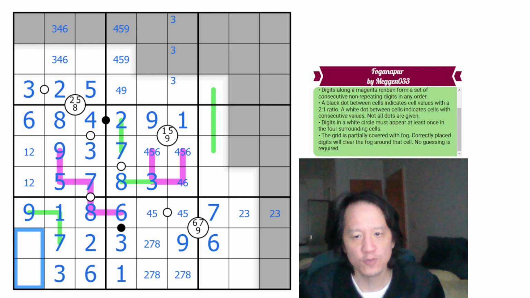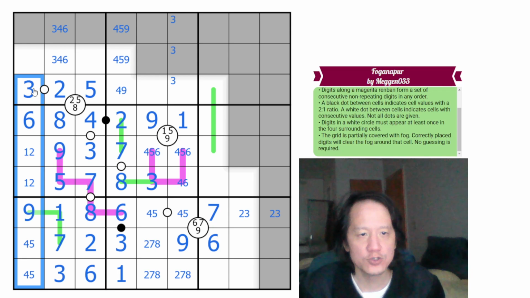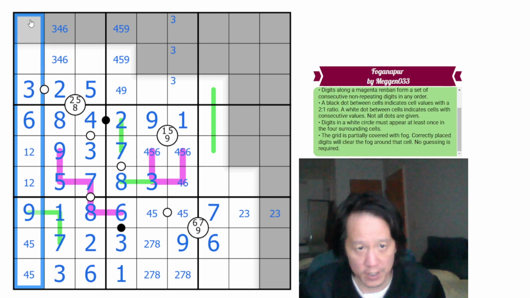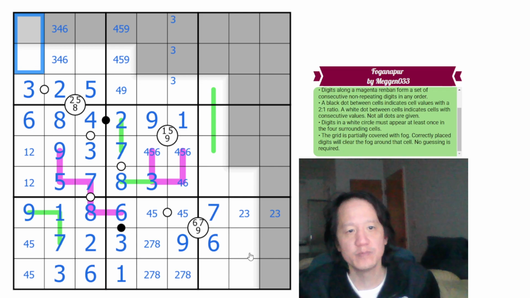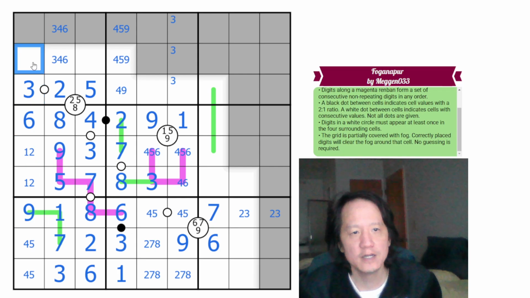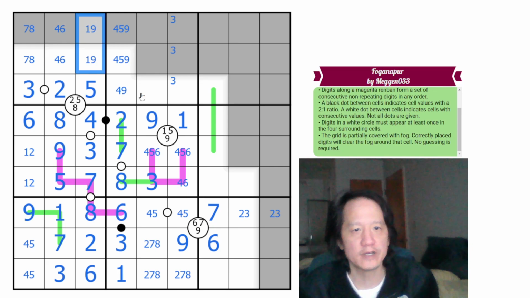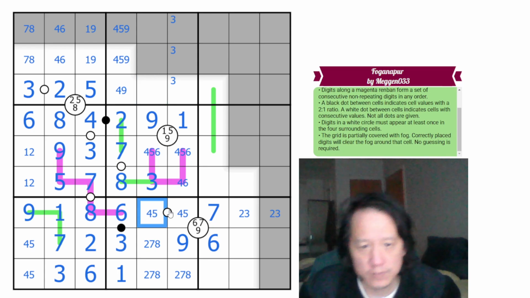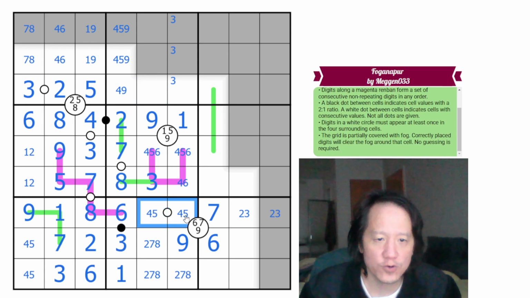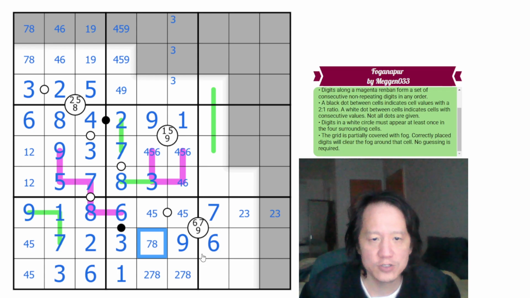So this has to be a 4-5 pair. We have a 4-5 pair now and a 1-2 pair in column 1. So the rest of the column cannot contain 1, 2, 4, 5. It can't be 3, 6, or 9. Therefore, this is 7 or 8. This can't be 3. This is a 4, 6 pair, which leaves this to be a 1, 9 pair. This is 4, 5, and 4, 5. This can no longer be 2. Okay.